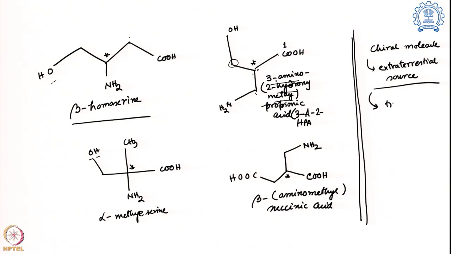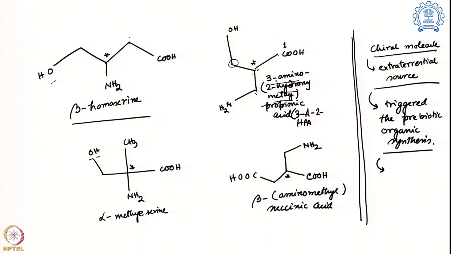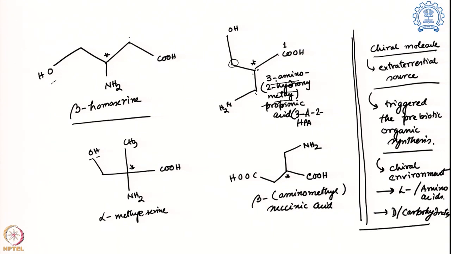And secondly, this probably triggered the prebiotic organic synthesis. And it also showed that the initial presence of this chiral molecule creates the chiral environment, which possibly leads us to the formation of L amino acids or D carbohydrates. So that possibly triggered those systems and created this chiral environment around the world.